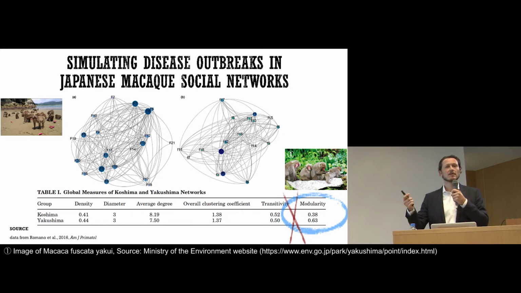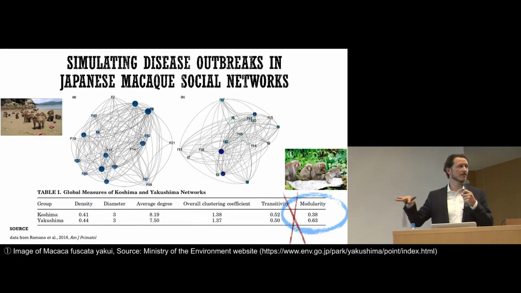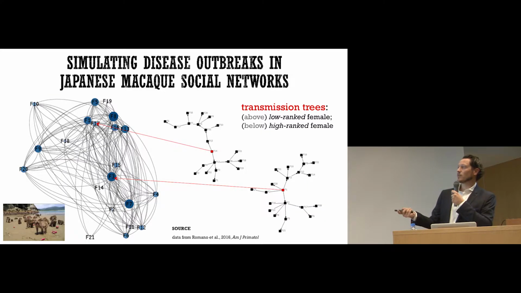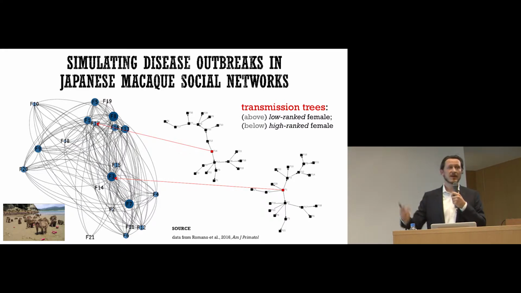Modularity means how much substructure, how many subgroups there are in the network. In the Yakushima forest, there are many more subgroups than Koshima. They have a higher modularity. So what does it mean? In Koshima, a high-ranking female spreads disease really quickly to all of her partners. This is just a computer simulation. Low-ranking females, not so much, all right? That's, as I said before, social centrality: faster spread, faster getting sick.